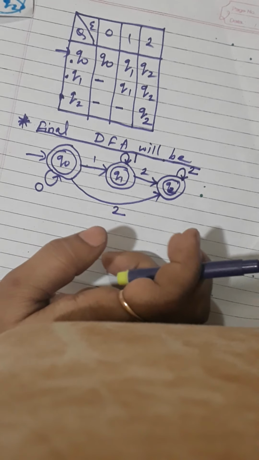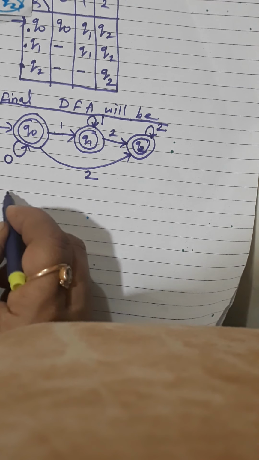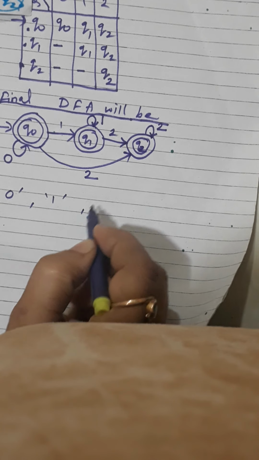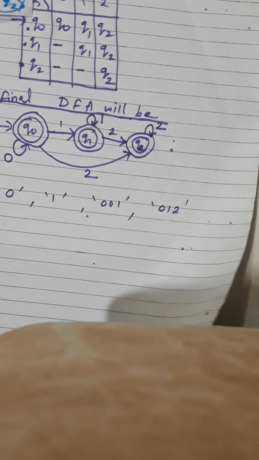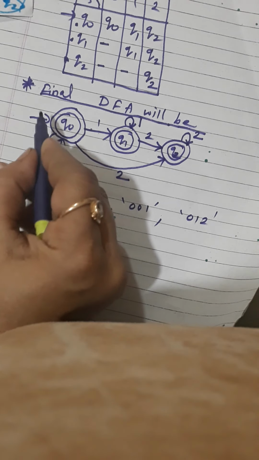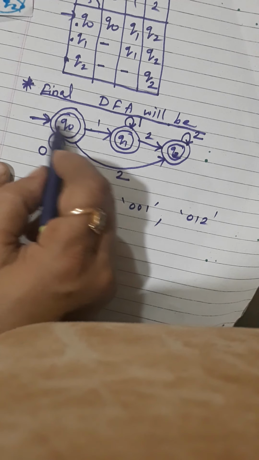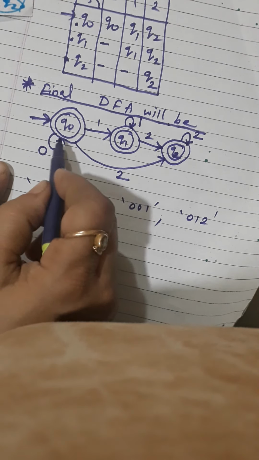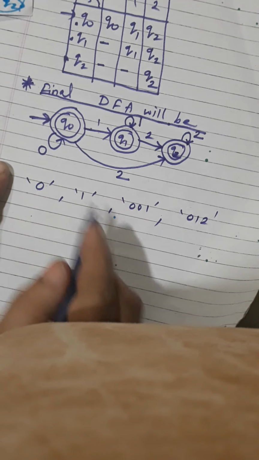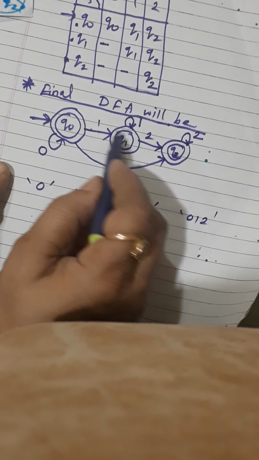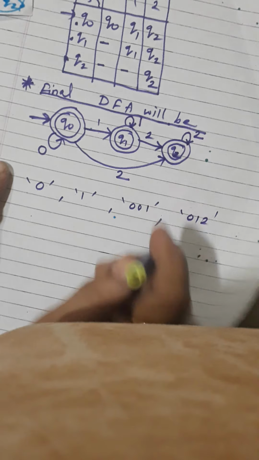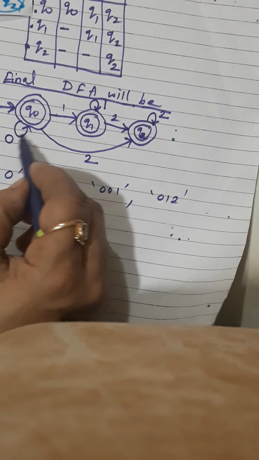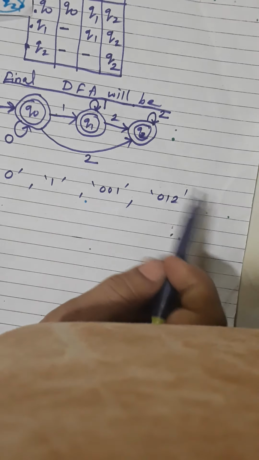You can verify it with indirect method as well. Now can we verify whether it is also accepting the same language which we have seen? All these strings will be acceptable by this. Just check. If it is 0, since it is moving to Q0 with 0 and it is a final state, it is acceptable. 1. So from Q0 with 1, it is moving to Q1, which is again a final state, acceptable. 0 0 1. So with 0 0 it will be Q0, and with 1 it is moving here.